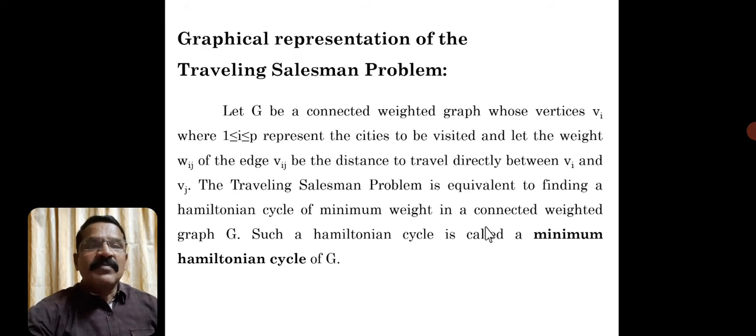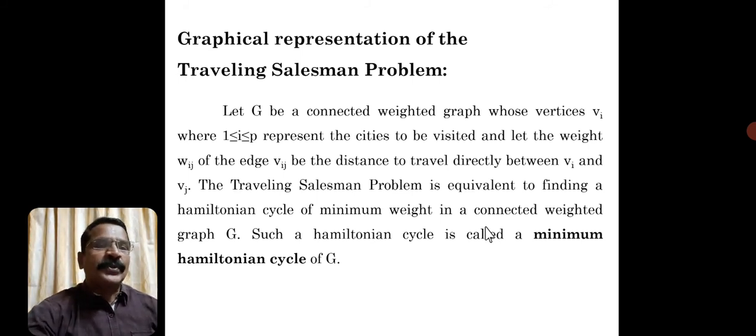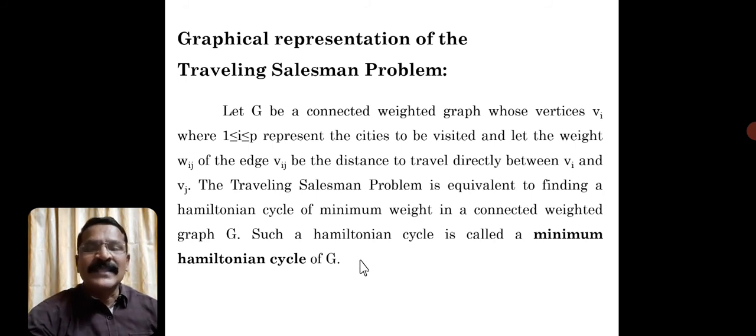The traveling salesman problem is equivalent to finding a Hamiltonian cycle of minimum weight in a connected weighted graph G. That is, you need to find a cycle containing all vertices, because he has to start his journey from his village, visit the other cities, and come back to the same village where he started his journey. It implies there must be a Hamiltonian cycle containing all vertices, or you can say all cities.